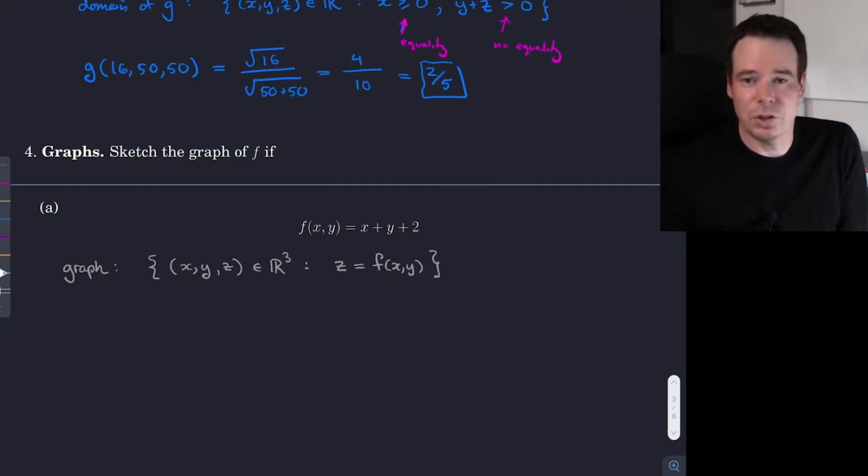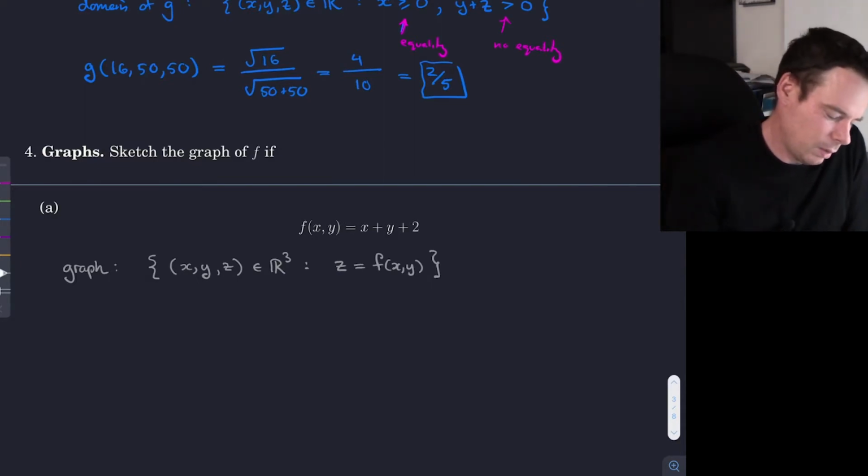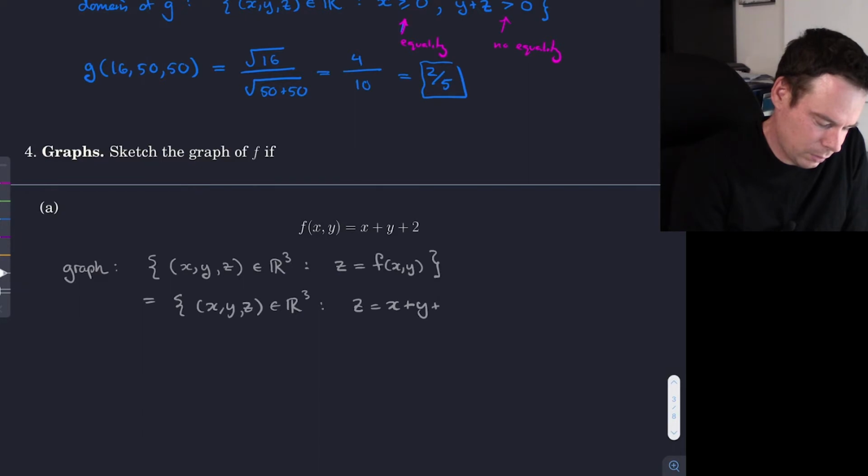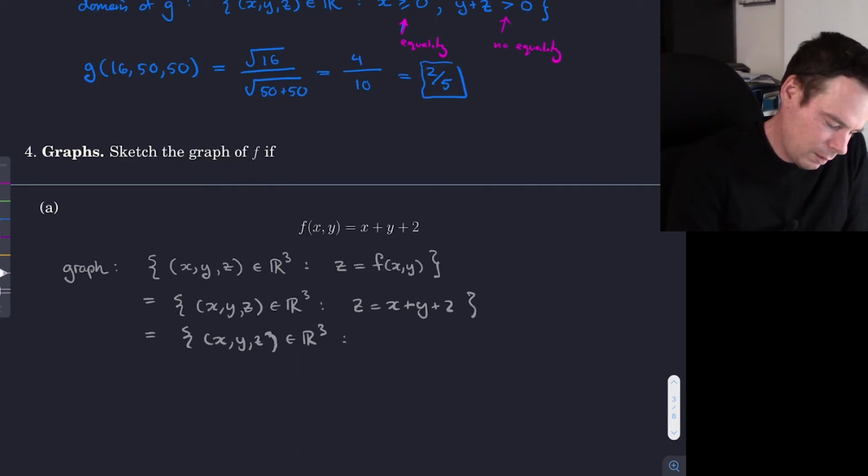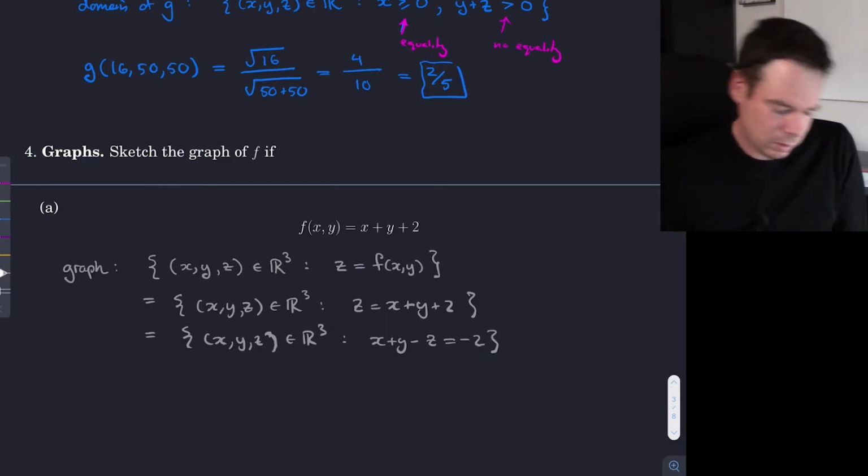So we're looking at sketching the set of all points with x and y components, and then the z component is what we got from the function being evaluated at the x and y components. So in other words, it's the set of all points with components x, y, and z in R3, such that z is equal to x plus y plus 2. If we look at it in a slightly different way, rearranging that equation gives us the condition on what our components of our point have to satisfy. This is saying that it's x plus y minus z equals -2. So I've just rearranged some of the variables.